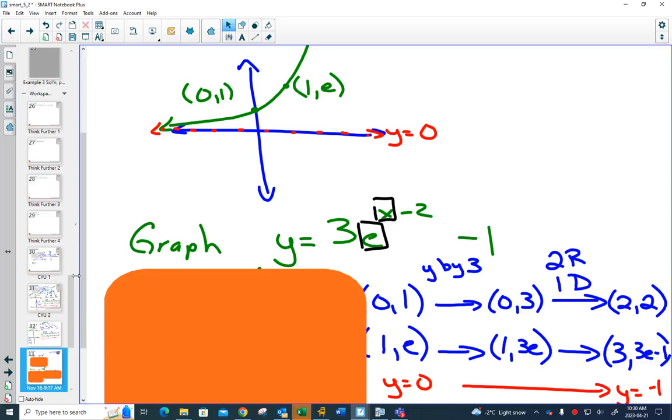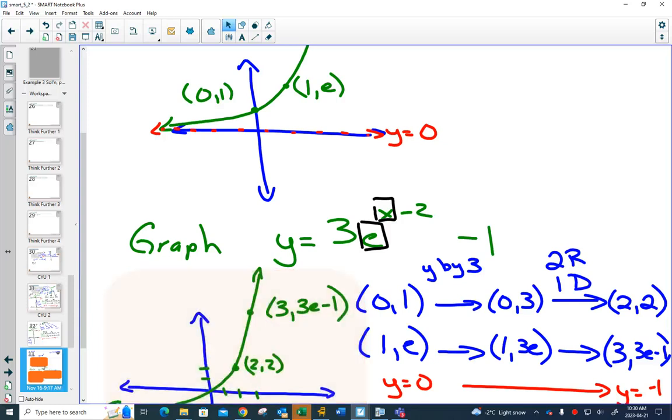When I made this question, I don't think I realized how good of a choice it was to choose the number 3. And your asymptote moves down 1 as well.